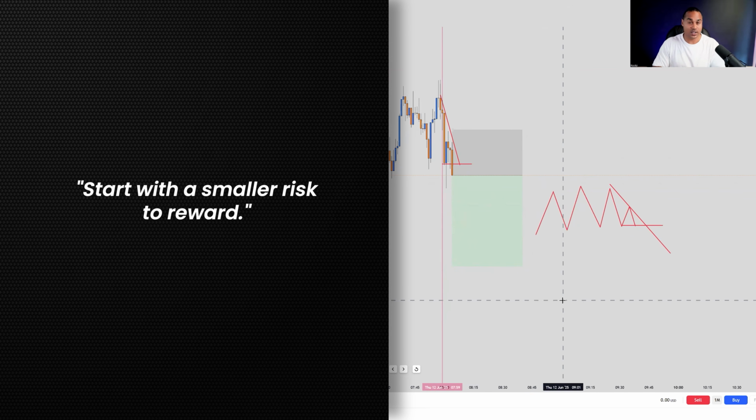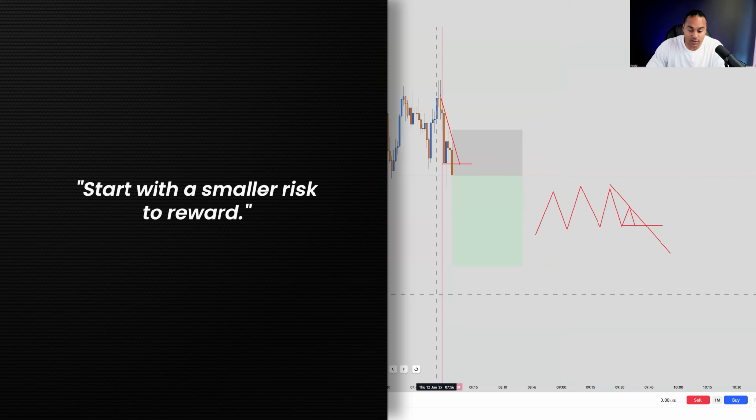Because what you want to do is get the wins in the bag. That builds the confidence. And then once you build the confidence that the entries you're taking are giving you high probability setups, then later on down the line, once you've collected enough data, you can expand that to a bigger risk to reward once you have the data to back it up.